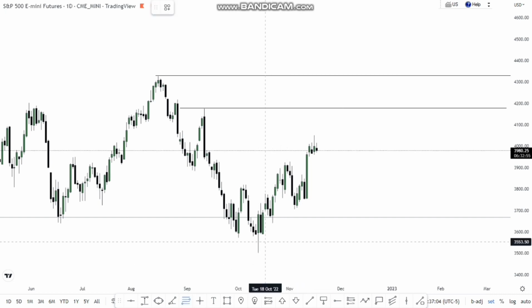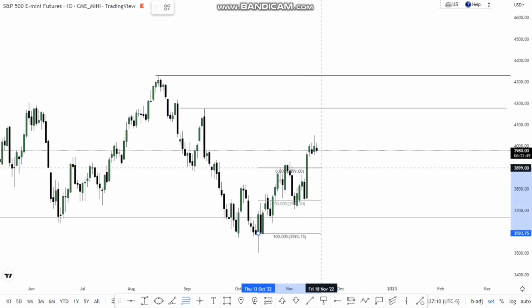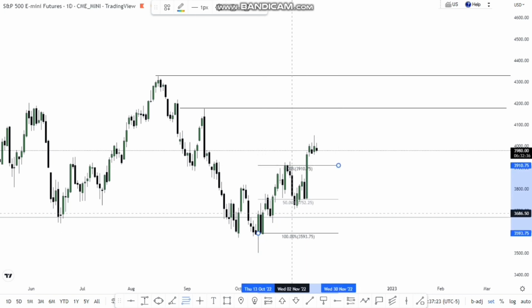Let me put my Fibonacci from the low to the high. You see it's exactly the 50%. The 50% is where price is then pushed to the upside. So we are looking for the same scenario to happen now.